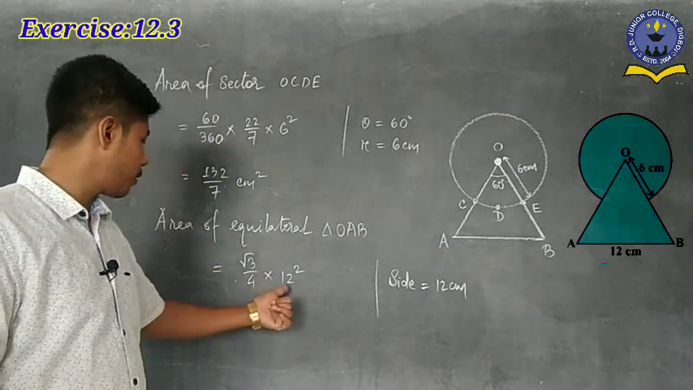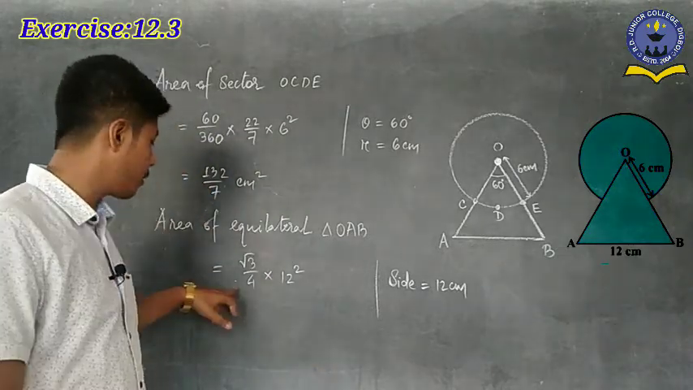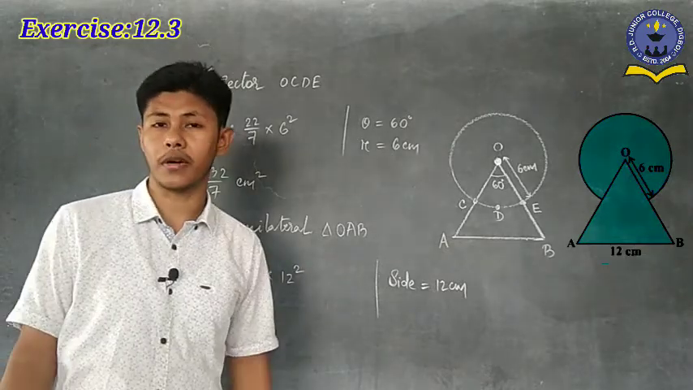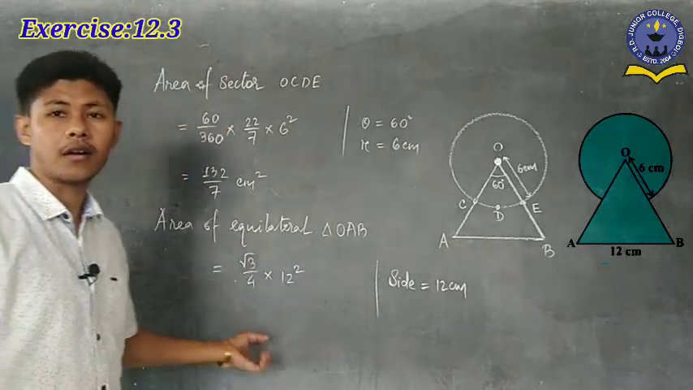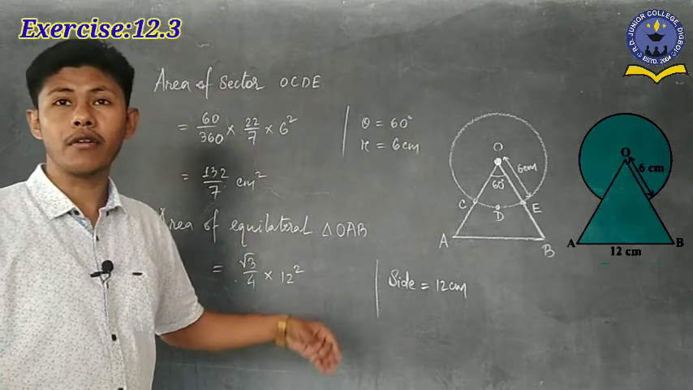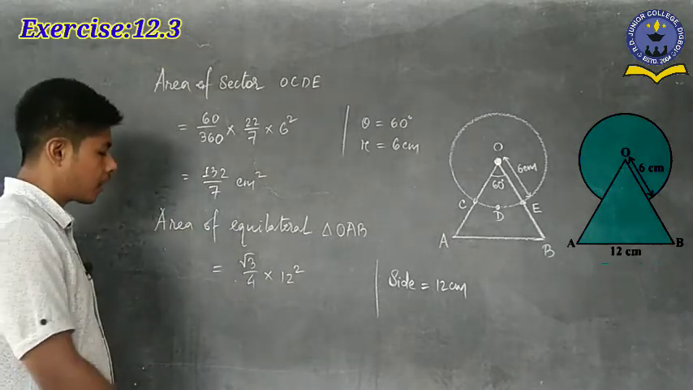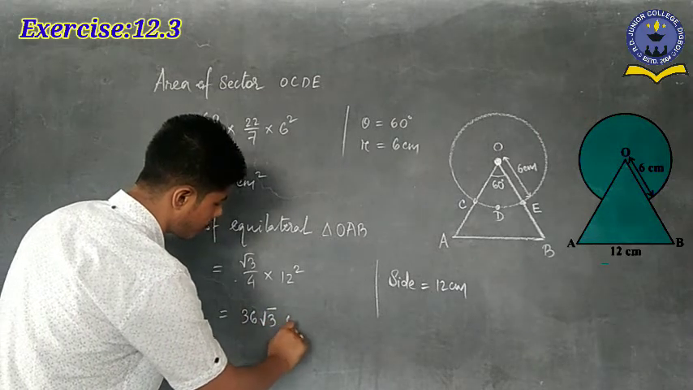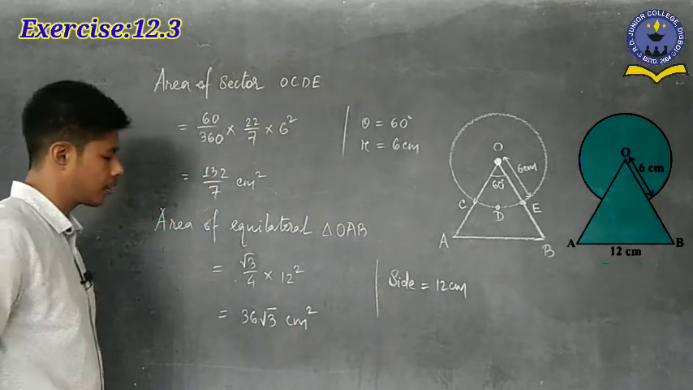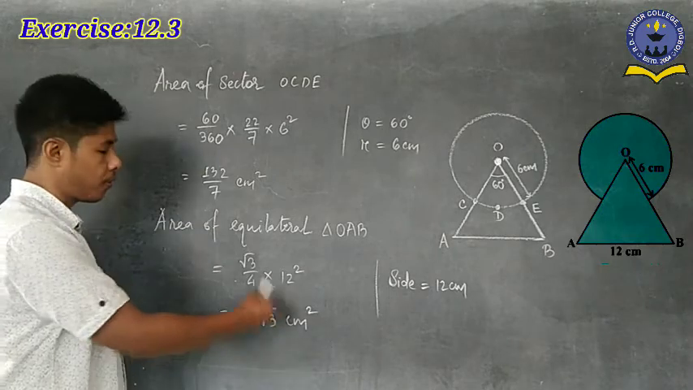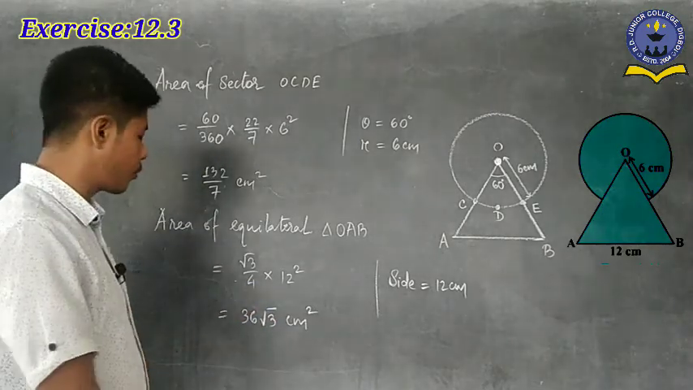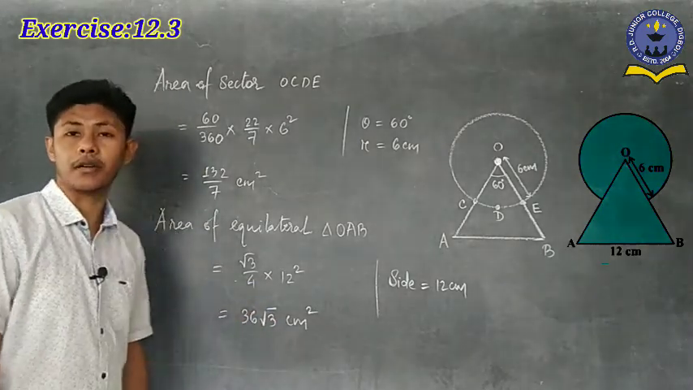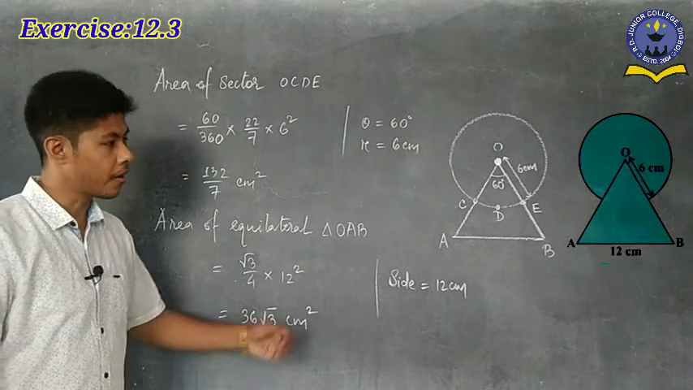So we get 12 square, the side is 12, and the formula is root 3 by 4 side square. Is it clear? Now if we calculate, how much do we get here? 36 root 3 centimeter square. That is 144 by 4, which means 36 root 3 centimeter square. Is it clear? Okay.